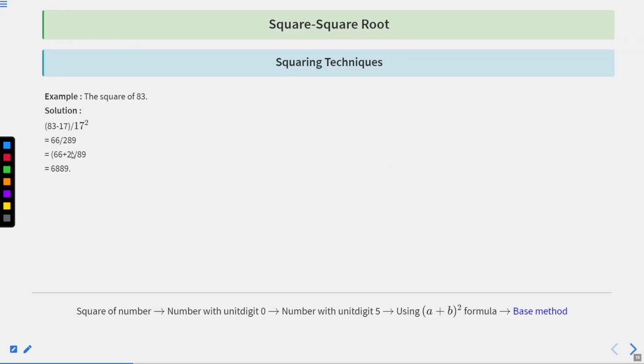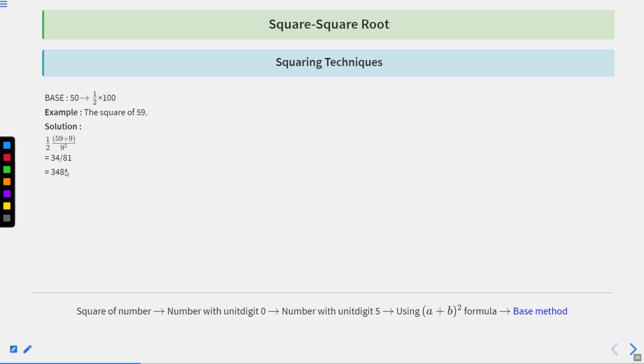Now, the square of 83. 83 is 17 units away from 100. So it will be 83 minus 17 and 17 square. So 83 minus 17 is 66 and 17 square is 289. But we only need 2 digits. So we will take the 2 from this side and add it to 66. So it will be 66 plus 2 and 89. So it will be 6889.